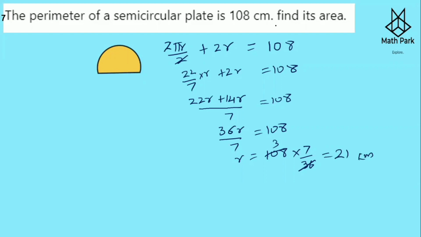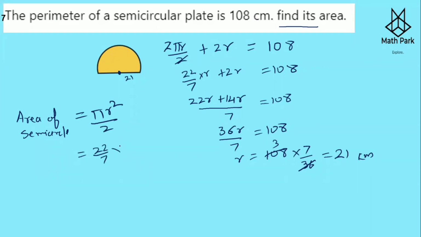Radius of the circle is 21. Now you are asked to find its area. So you have area of semicircle. Area of semicircle is equal to pi r square divided by 2. So which is 22 by 7 into radius 21 into 21 divided by 2. So you have 7 3s are 21.